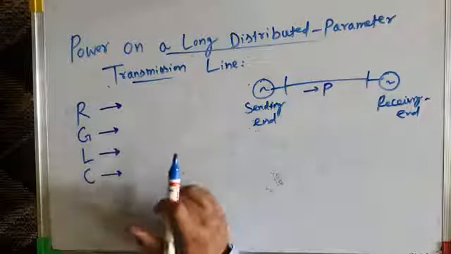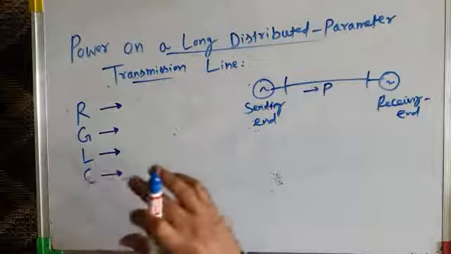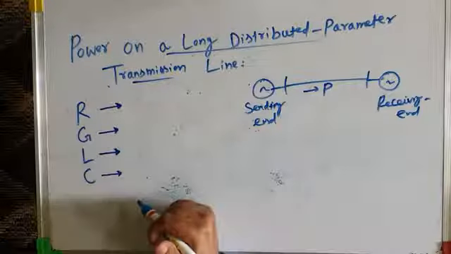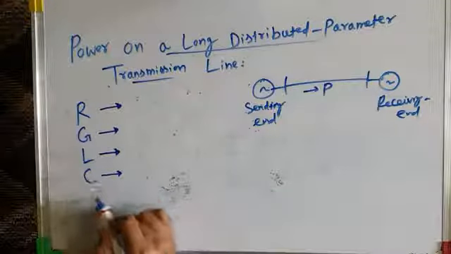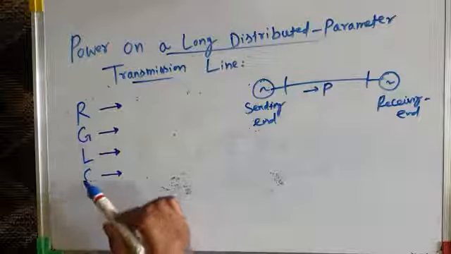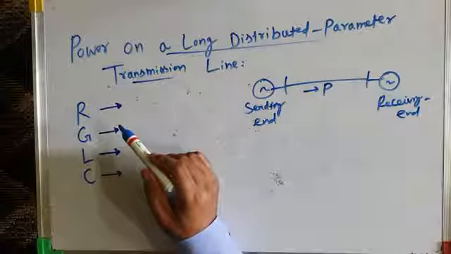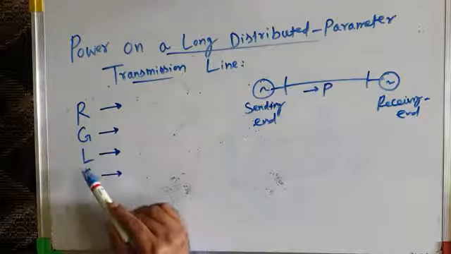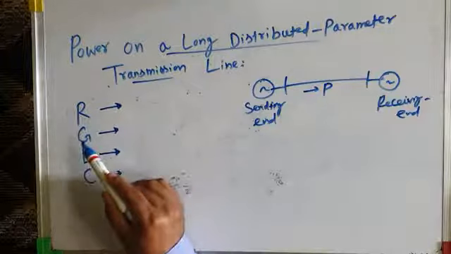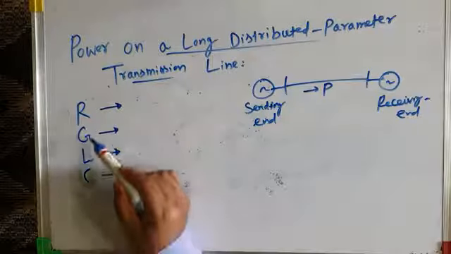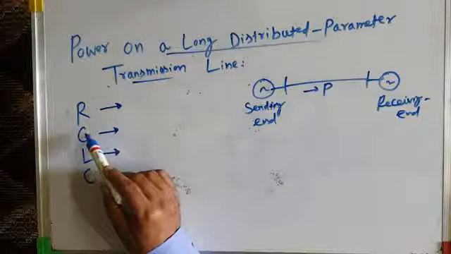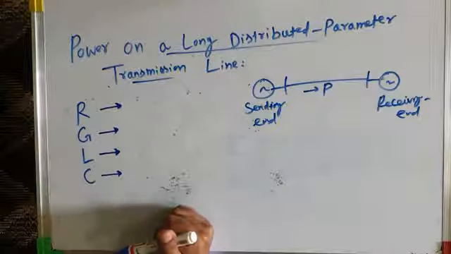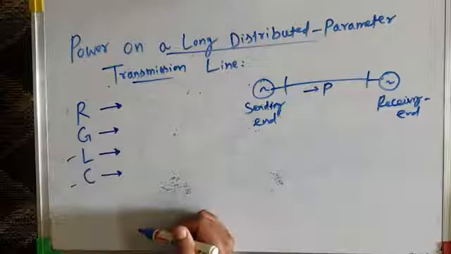When you take a power transmission line with conductors at very high voltage, there is an electric field between the conductors of the transmission line, and that gives rise to capacitance. So the four fundamental parameters of a long distributed parameter transmission line are resistance, conductance, inductance, and capacitance, that is R, G, L, and C. Generally, resistance and conductance are neglected while we model a power transmission line. Inductance and capacitance are taken care of.